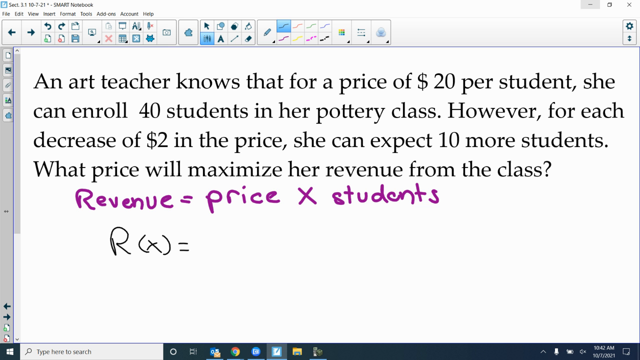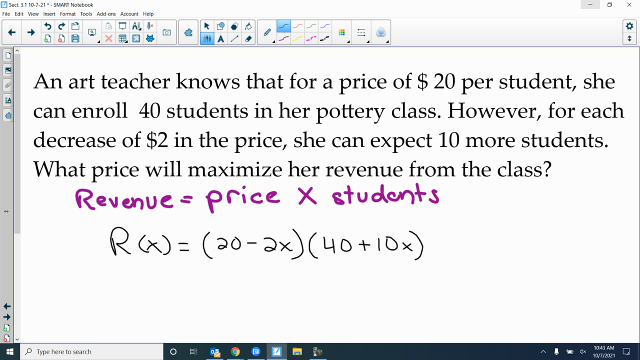I'll give you a first hint. For price, I'm going to represent that as 20 minus 2x. If I do that, how do I represent students? 40 plus 10x. All right, what actually does x represent?